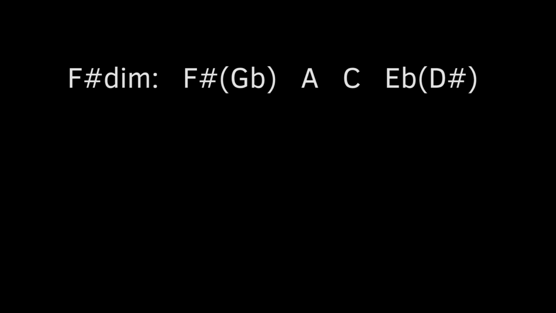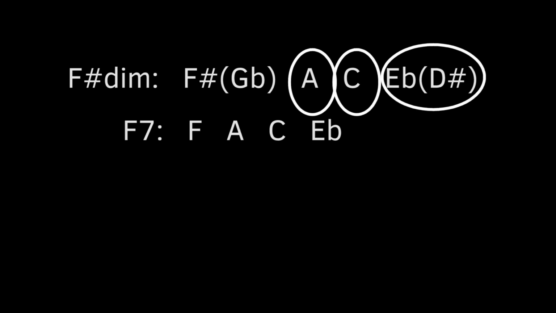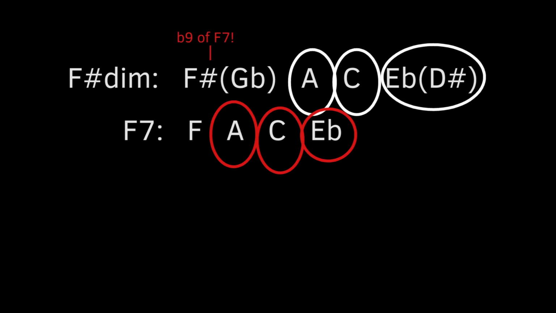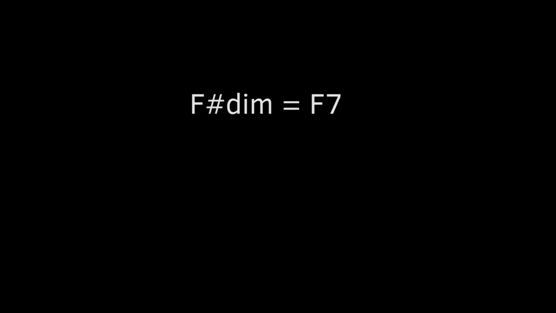Very cool. What seventh chord has an A, C, and an E flat? 3/4 of the notes in F sharp diminished. That's right, an F7. What's an F sharp against F7? It's a flat 9. So with our previous logic, F sharp diminished also equals F7.